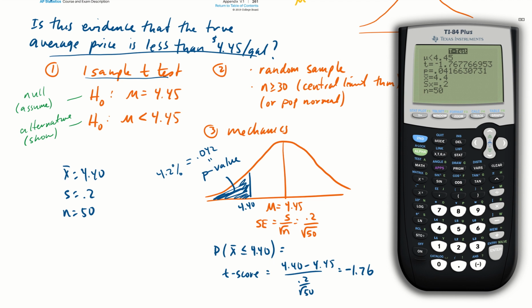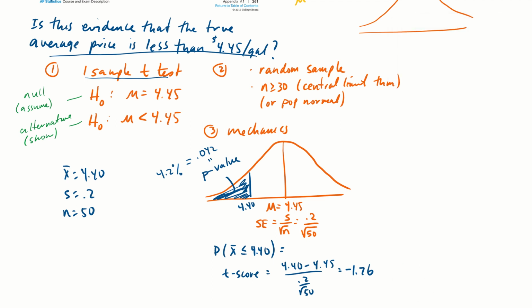All right, so now we have to ask ourselves, what does that mean? Well, the likelihood of me getting 440 or less will happen 4.2% of the time. Could that just happen? Did it just happen by chance? Well, it could, but is it likely? What do we use for our cutoff for likely? We use 5%.